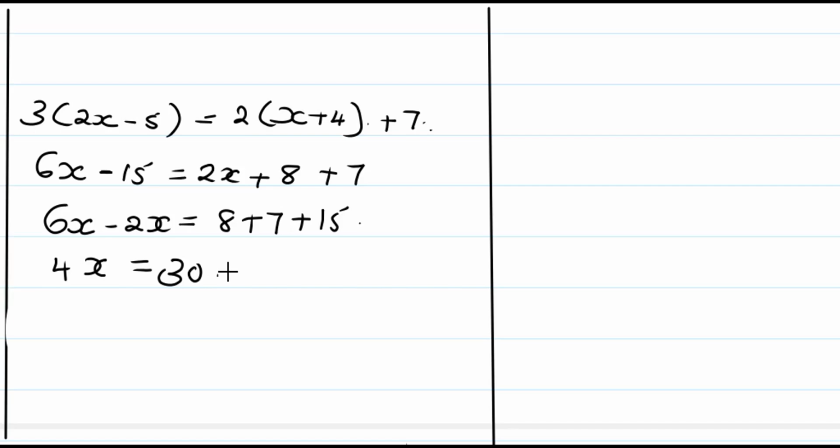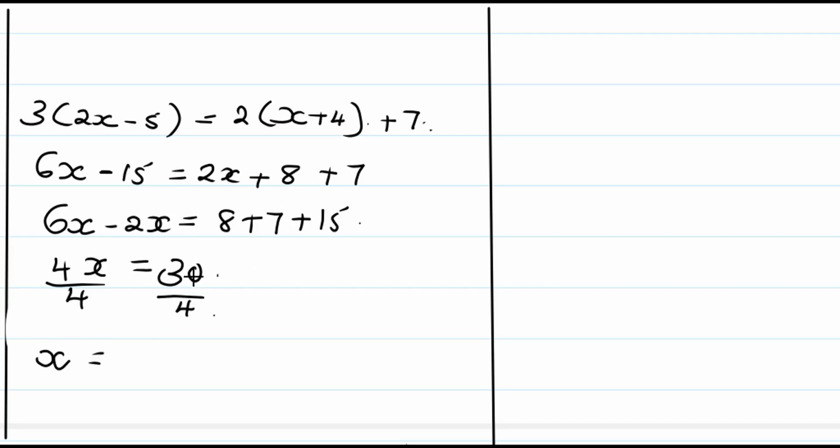But you see, we only need x, we don't need the value. We don't need 4x, we only need 1x. So to do so, I need to divide both sides by the coefficient of x, which is 4 on both sides. So it becomes 4 divided by 4 is 1. Then 1 multiplied by x is equal to 30 divided by 4.